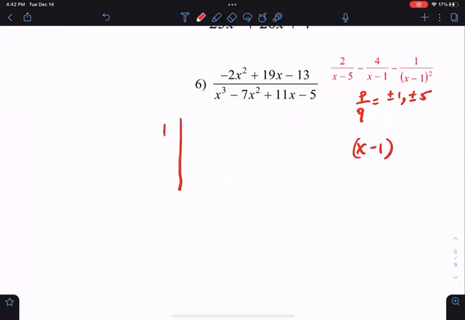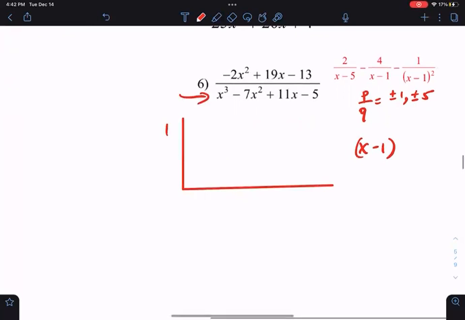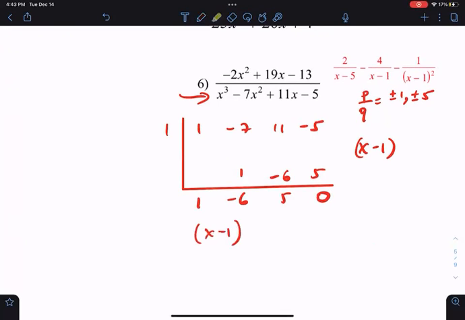So you have to use synthetic division, right? So synthetic division of this denominator: 1, -7, 11, -5. You drop the 1, this is 1, -6, -6, 5, 5, and this is 0, right? So it's x minus 1. Remember, when you're dividing by degree 1, you're going to get degree 2, right? So this is going to be x squared minus 6x plus 5, right?